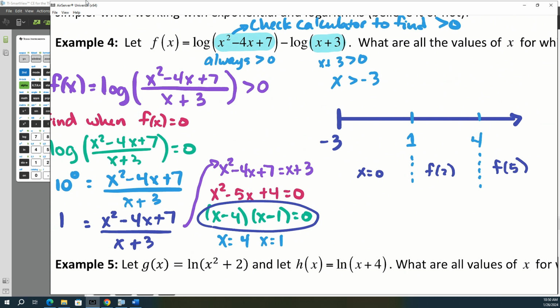So for 0, I can just plug it into this one. If I put in 0, I'm going to get 4, which is positive. But when I put in 2, I can plug it in here and here. When I put in 2 to the first one, I'm going to get a negative. And when I put it into this one, I'm going to get a positive. And when I multiply those, I know it's a negative. And then we'll do 5.